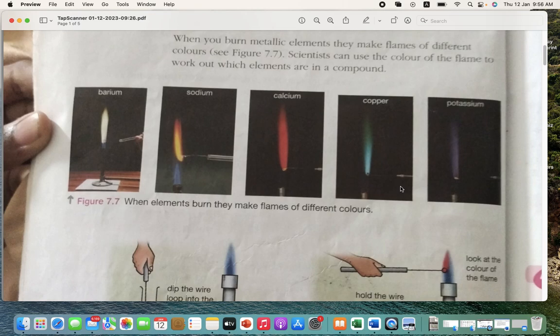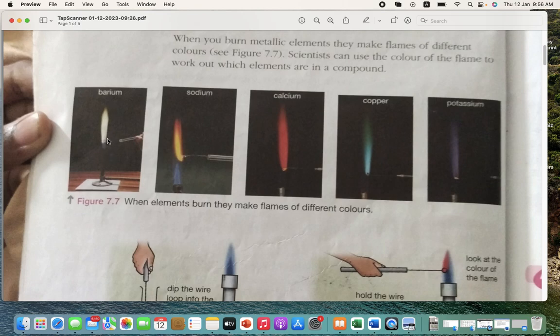Now, for example, let's take a look at them one after the other. For barium, when you burn this barium metal, what color do you see from this? Yellow. This is yellow, right?